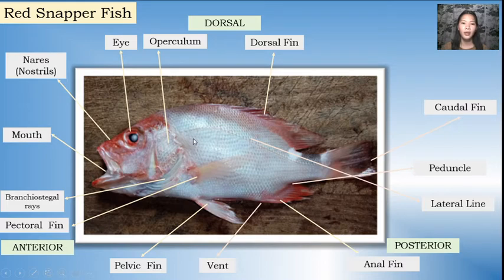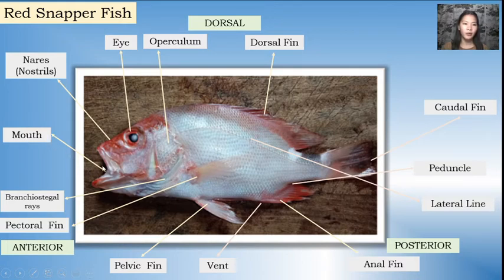Nakakatulong to para makapag-adjust sila sa panibagong environment na yun. So, ito si anal fin, yan, si vent dito, tapos nandito yung kanyang anus, and dito si pelvic fin, yan, itong fin na to. Ito naman si pectoral fin, si bronchosteal race, yan, sa may mga guhit, parang guhit-guhit na yan.